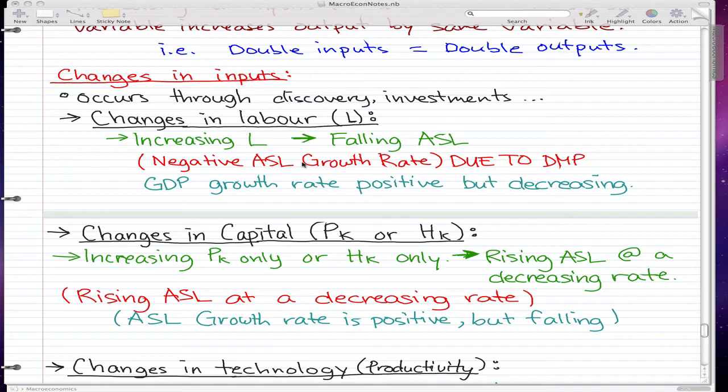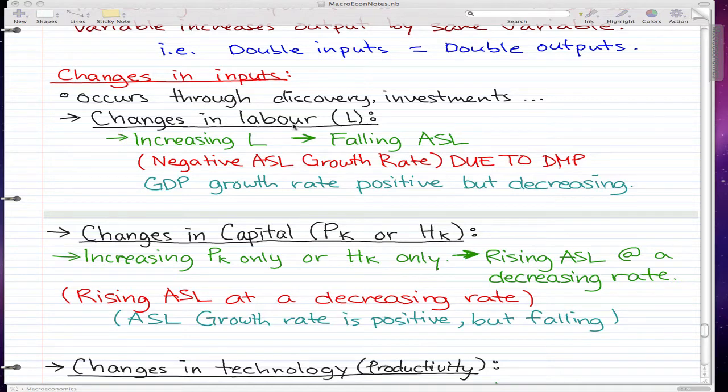In this video, we're focusing on changes in inputs, and maybe more if time allots. Changes in inputs occur through discoveries and investments, etc. What we're going to focus on specifically first is changes in labor.